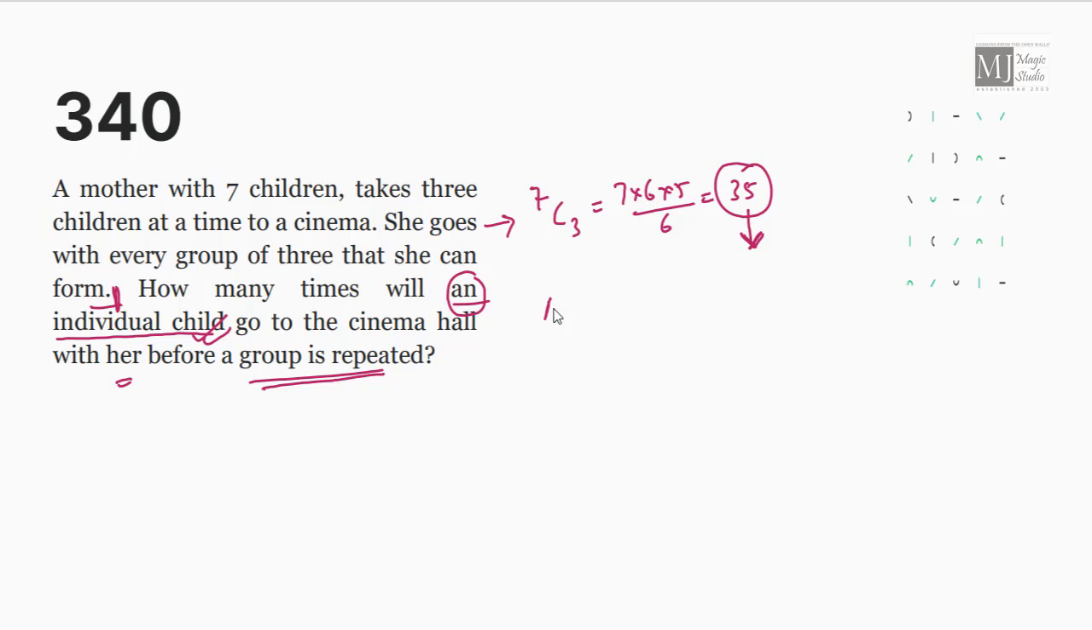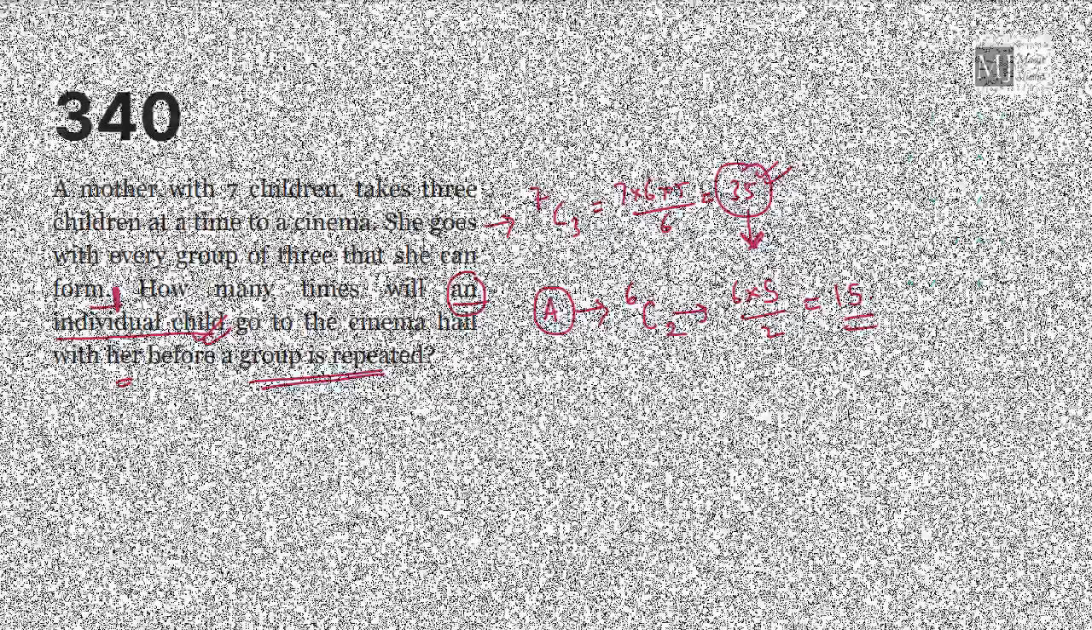So if I select this particular child, maybe A, he is always present in the group. That means the number of groups in which he is present is 6C2, because out of 6 we now need to select any 2 to be included with A to form a group of 3. Now 6C2 is 6 into 5 by 2, that is 15. Each child may go 15 times with their mother in these 35 groupings.